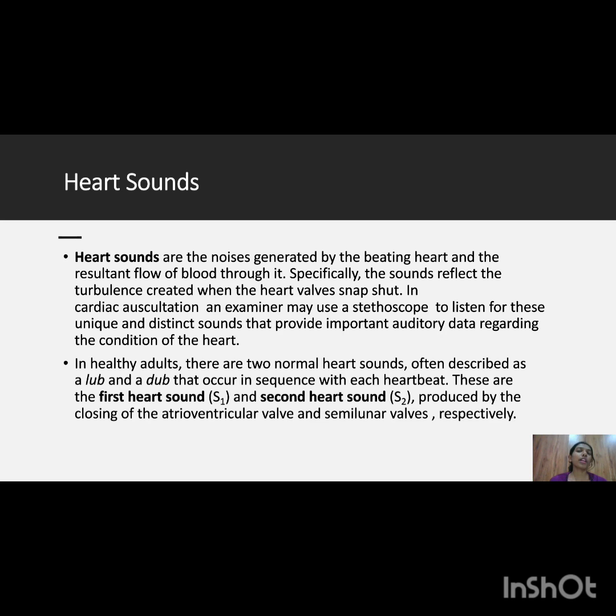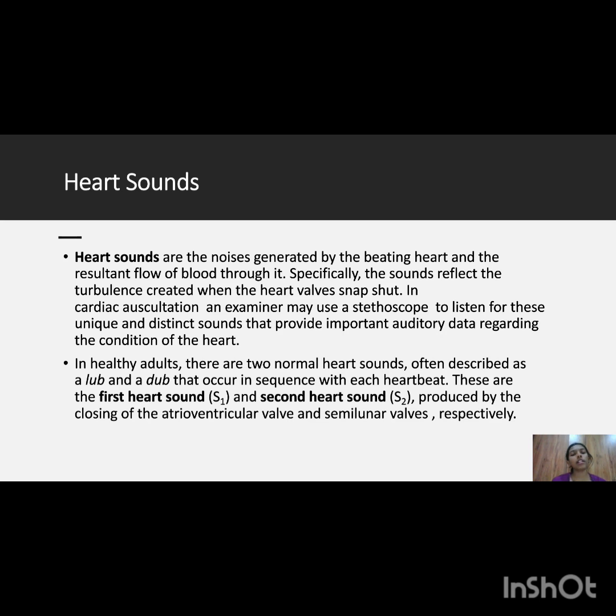The last topic is the heart sounds. The heart sounds are the noises generated by the beating heart and the resultant flow of blood through it. Specifically, the sounds reflect the turbulence created when the heart valves snap shut. In cardiac auscultation, an examiner may use a stethoscope to listen for these unique and distinct sounds that provide important auditory data regarding the condition of the heart.